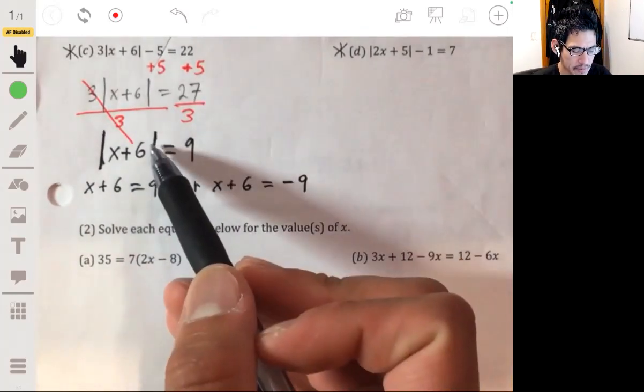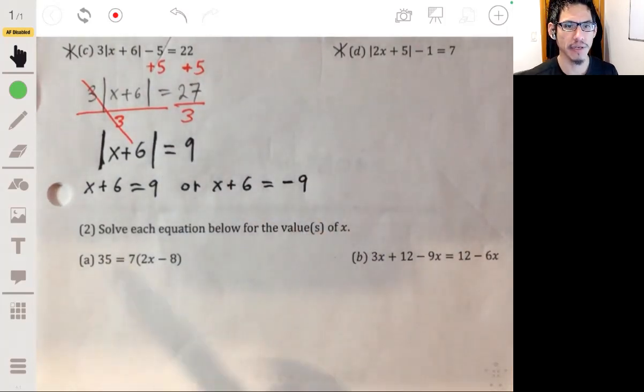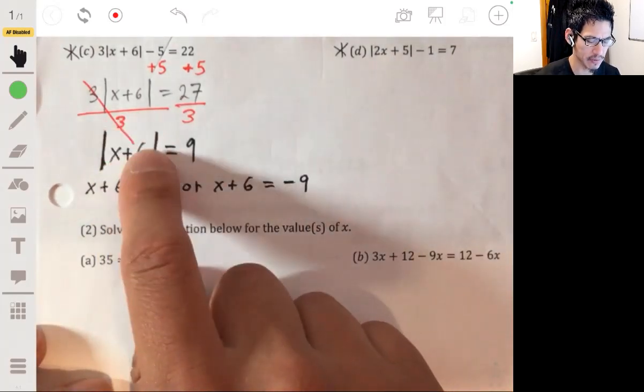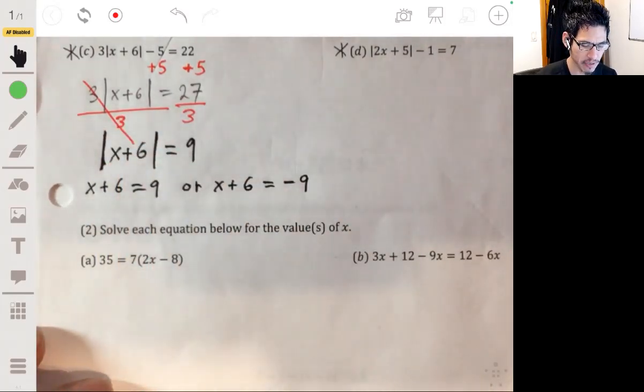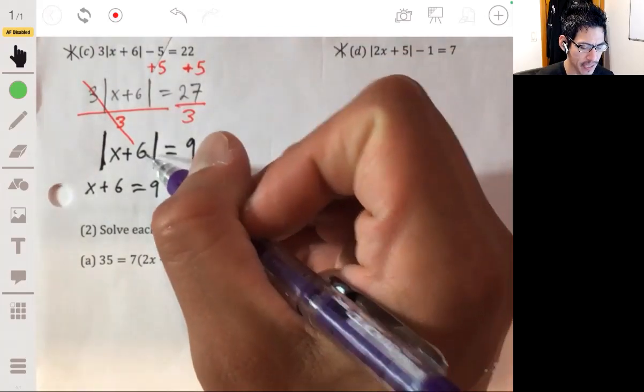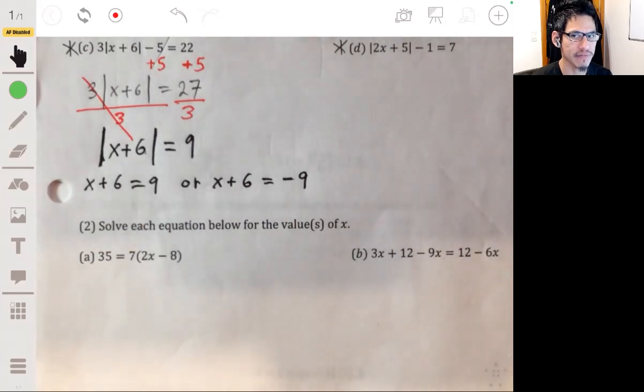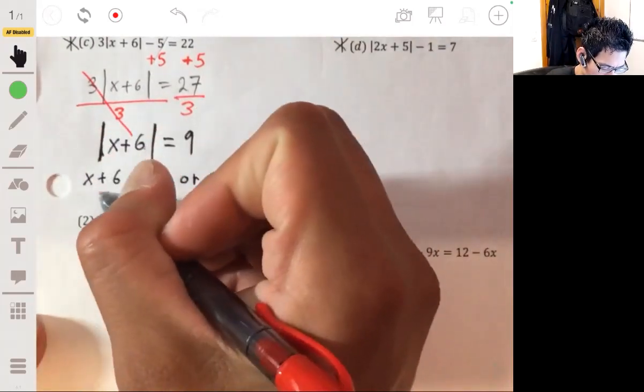Well, because absolute value, conceptually, is basically telling you, in terms of a graph, how far away a number is from another number. So in this case, we're seeing the absolute value of x plus 6 is 9. So what we're trying to find is values that are 9 units away from 6 or negative 6. Or think about the other way around. So let's solve this so I can show you how this works.